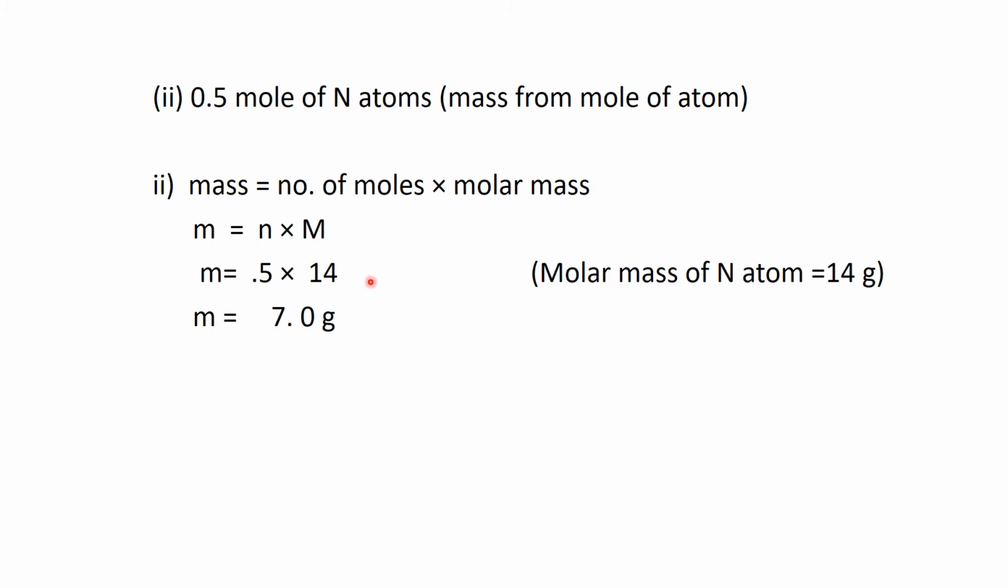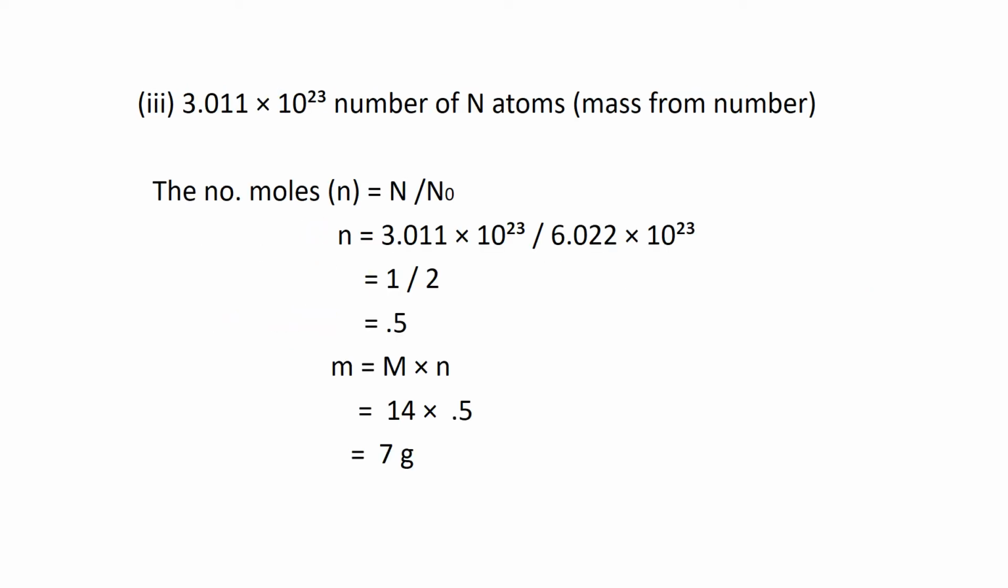So you will write 14 here, and when you multiply 14 by 5 it is 70, so 7.0 gram. So in this way you can find the mass. Now you can see next is 3.011 multiply 10 to the power 23 number of nitrogen atoms. So here also you have to find out mass, but here you have to find out mass from the number.